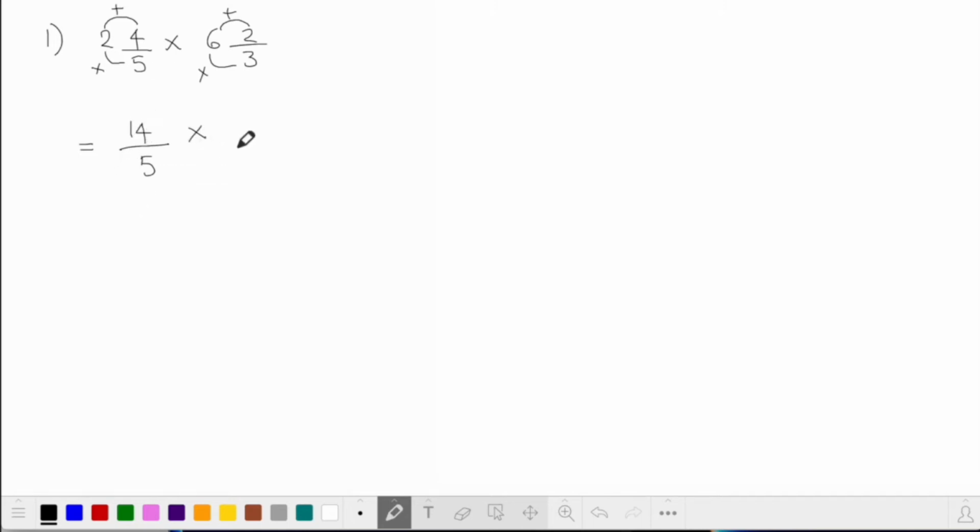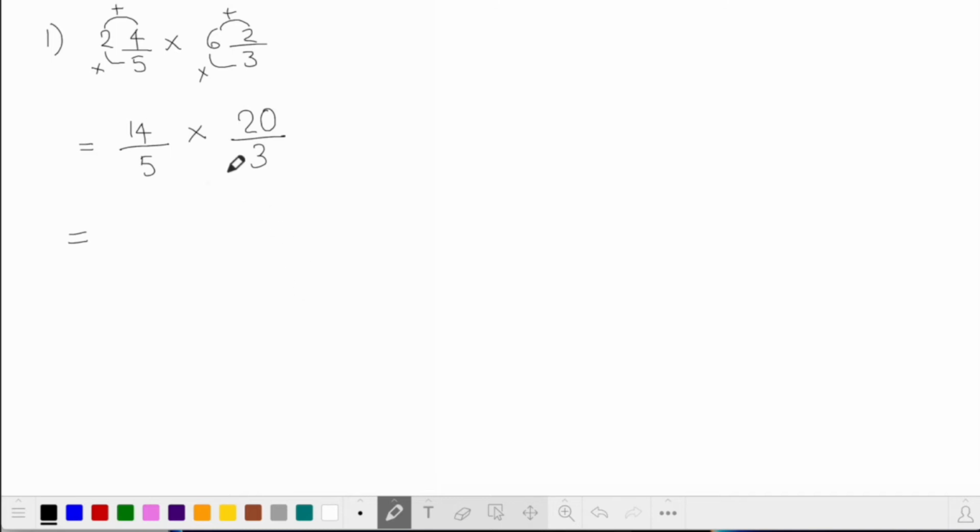And then times, again, the denominator does not change. And what's at the denominator? It's 3. So 3, and now we are multiplying the denominator with the whole number. So 6 times 3 is 18, and plus 2 is 20.